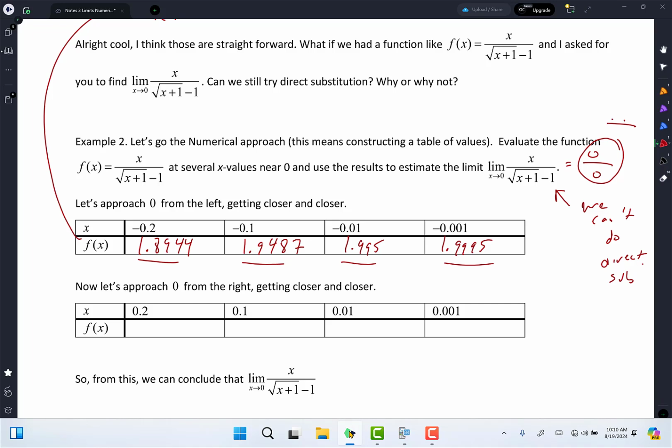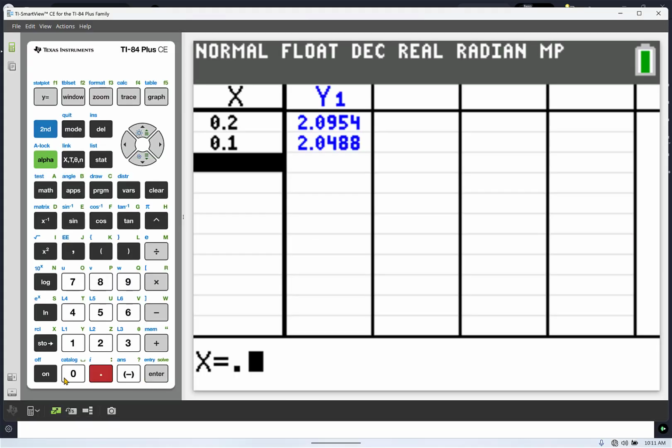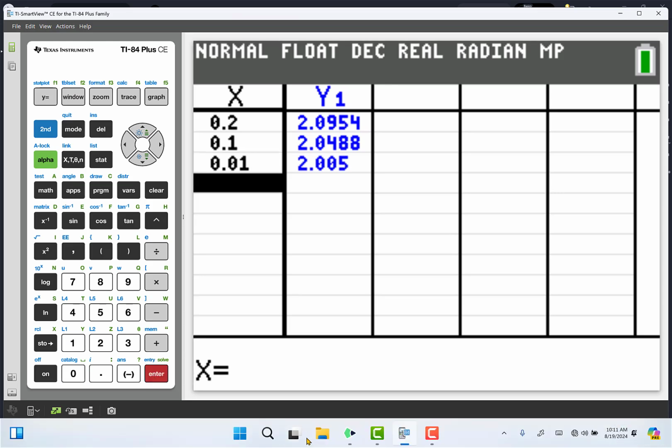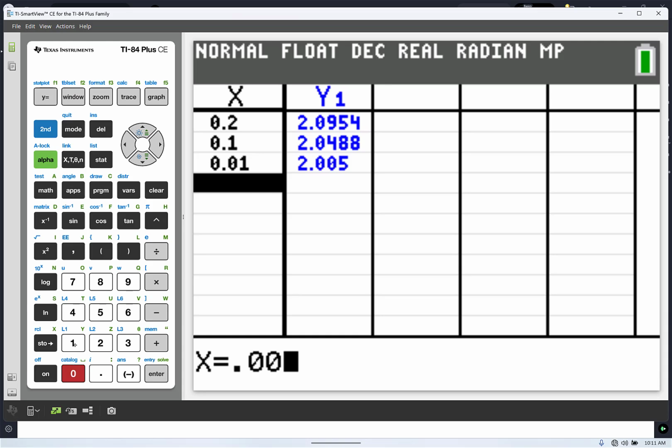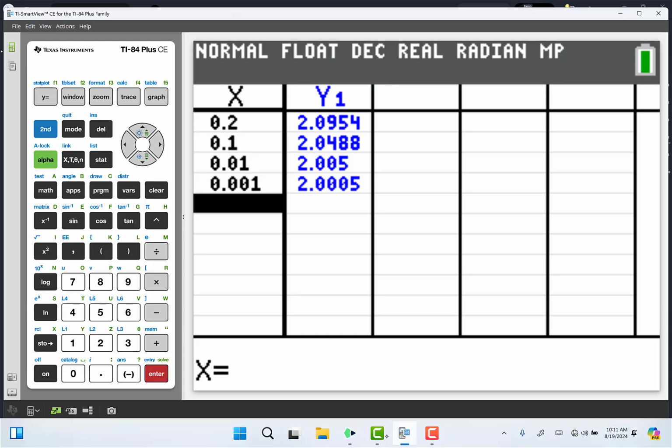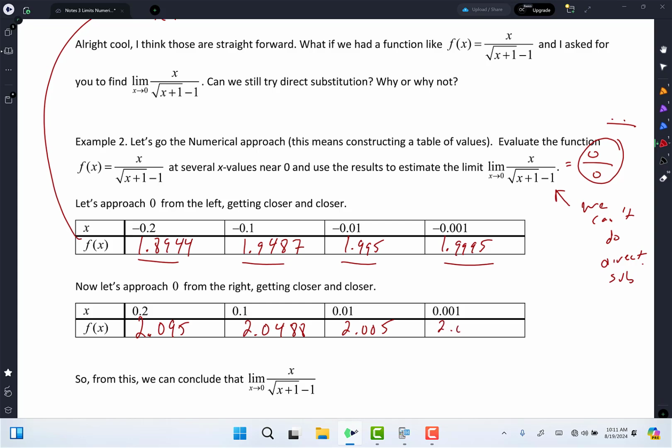So let me know. I already forgot it. Short-term memory. What was that at 0.2? 2.095. What was it at 0.1? 2.0488. 0.01, guys. So put 0.01. Enter. 2.005. And 0.001. 2.0005. Of course, if you get more and more accurate, check it out.